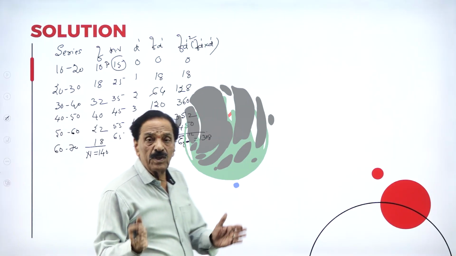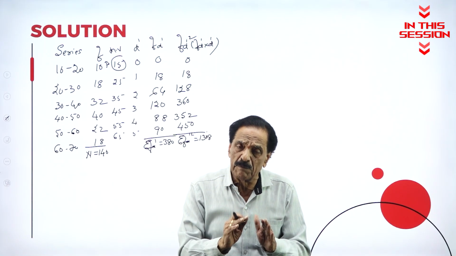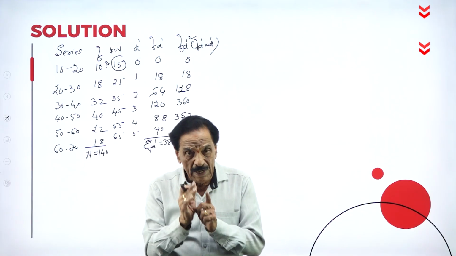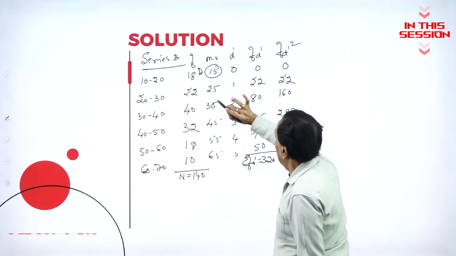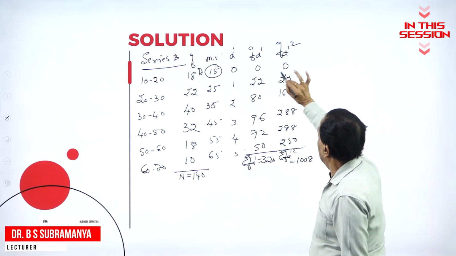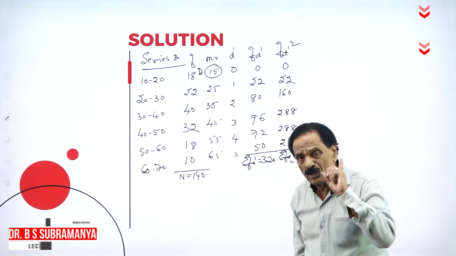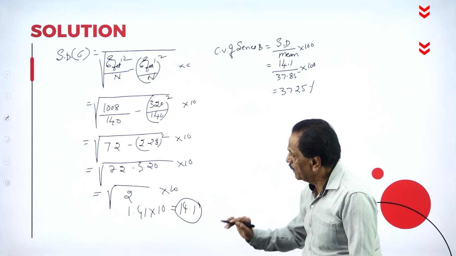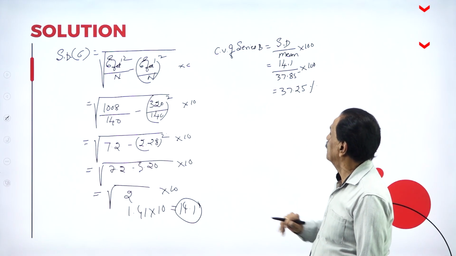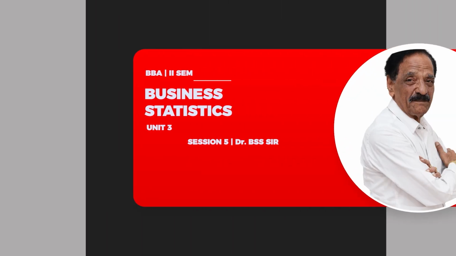What is coefficient of variation? Standard deviation divided by mean into 100. We require standard deviation and we require mean. What we need is the mean, then the standard deviation. Formula: standard deviation divided by mean into 100.